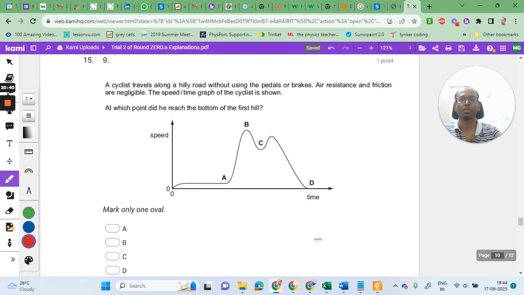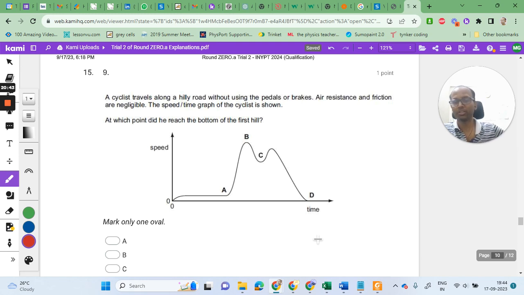Then now here you see, at each point it is the bottom of the hill, first hill. So this is a speed time graph. Speed starts from rest and he just moves along the hilly road without using pedals or brakes. So he doesn't apply any force. He just goes on his own. So gravitational force is doing the work. So he is going downhill. So speed is increasing because he is going downhill, and it becomes flat because he is on a horizontal surface. So kinetic energy doesn't increase. That means gravitational potential energy also doesn't decrease. That means height doesn't decrease.